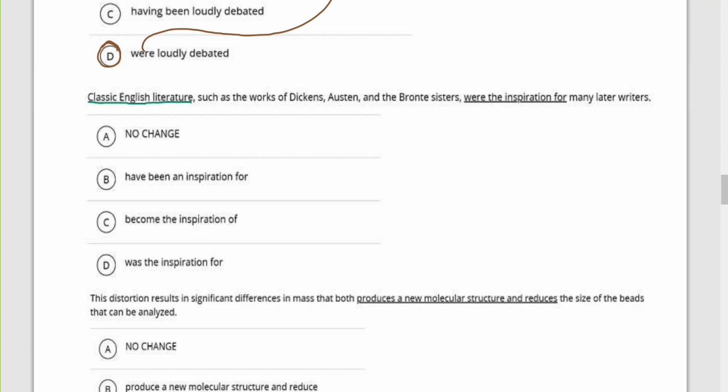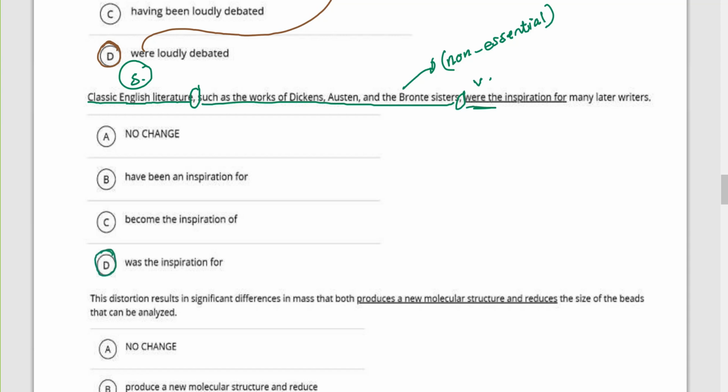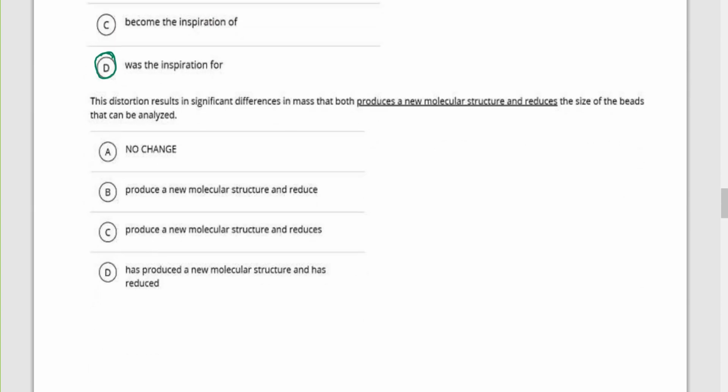Classic English literature, and then we have got a comma here and a comma here, such as the works of Dickens, Austen, and Bronte sisters. Okay, this part is non-essential extra information. Call it whatever you want to call. So classic English literature, were, that's the verb. So here this is the subject and this is the verb. Of course they are not in agreement at all. In that case we'll go for was. Thank you very much.